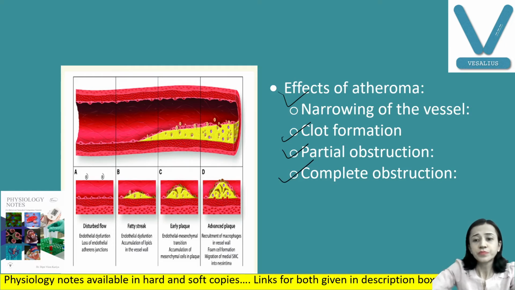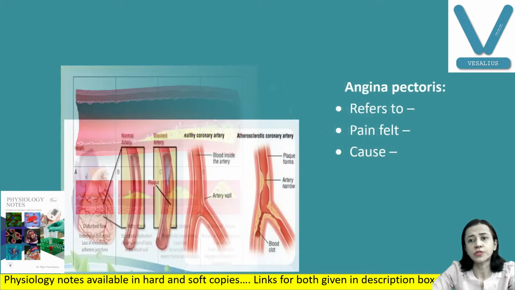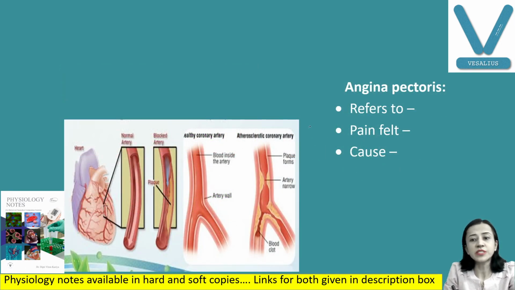Now, what is angina pectoris? Angina pectoris refers to chest pain due to ischemia of cardiac muscle, and this is the pain which is felt in the chest below the sternum on the left side of the chest, and it radiates to the left arm and left shoulder.